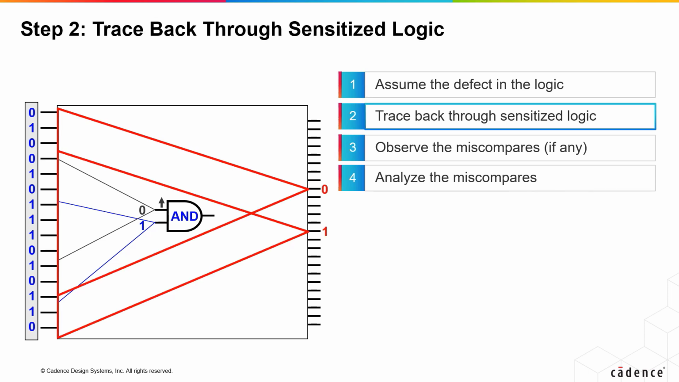The output miscompares are traced back through sensitized logic, creating cones of logic that could have caused each miscompare. Assuming only a single defect, it must be in the common area covered by all the miscompare cones, the central overlap of the two cones including the AND gate. The non-overlapping areas are pruned from the list of possible faults.